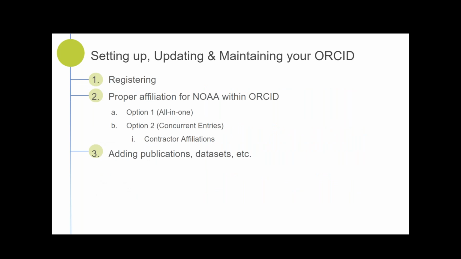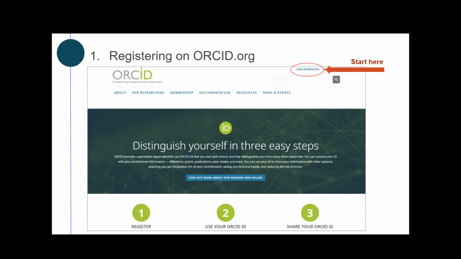So I wanted to spend a little bit of time talking about setting up and registering for your ORCID, but I'm going to spend a bulk of this time on proper affiliation for NOAA within ORCID and how to set that up. There's some nuances to it, and I think a lot of people have questions as to how to do it appropriately. So first, we'll start with registering. Again, I'm going to go through this quickly because I feel like most people probably have an ORCID. It's a pretty straightforward process.